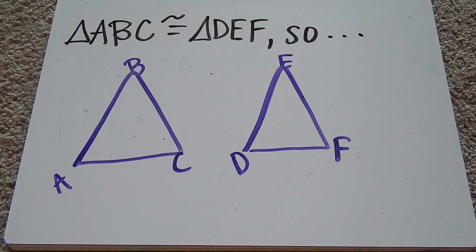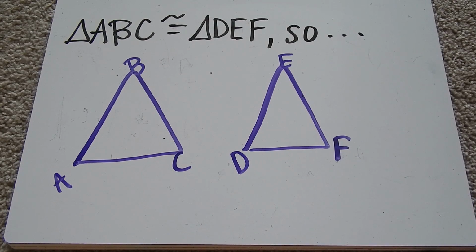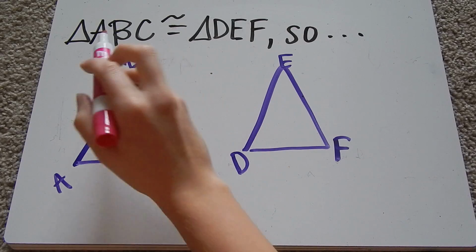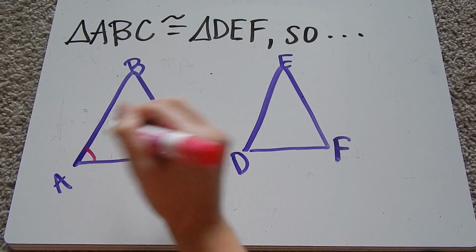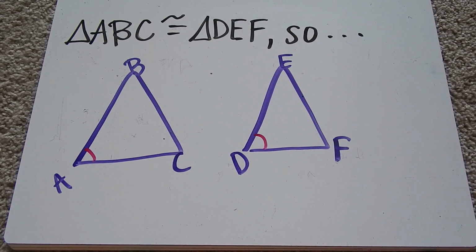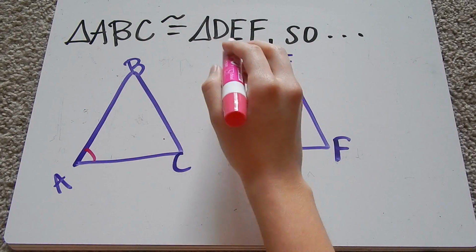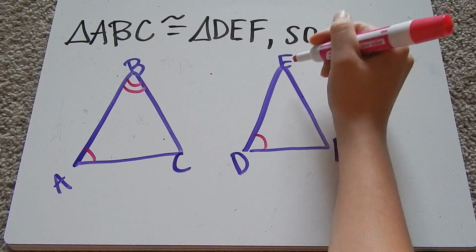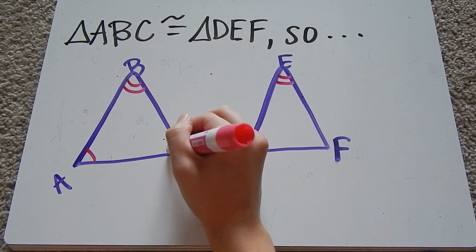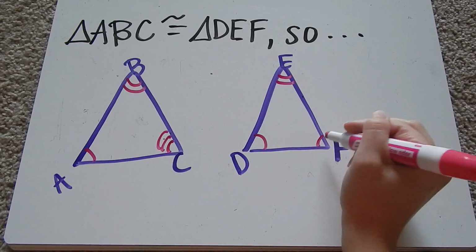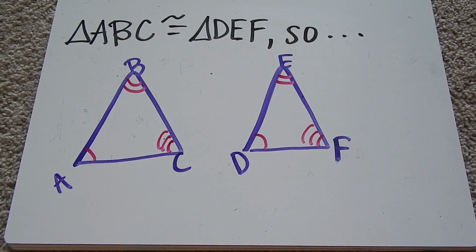Now, when we're looking at congruent triangles, we want to talk about how their sides and their angles are related. So if you have A in the same position as D, these angles are going to be equal. B is in the same position as E, so these two angles will be equal. And C is in the same position as F, so these angles will be equal.